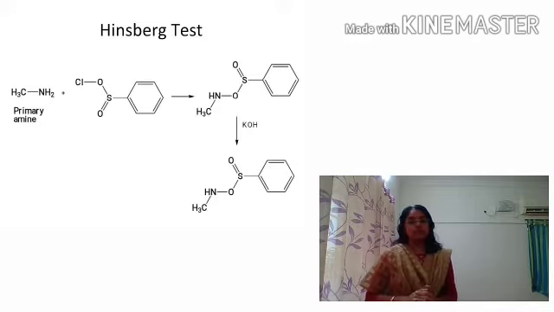And moreover, this Hinsberg reagent or Hinsberg test is used as a separate method to separate primary, secondary or tertiary amine from a reaction mixture. So let us discuss what will happen when a primary amine reacts with a benzene sulfonyl chloride.